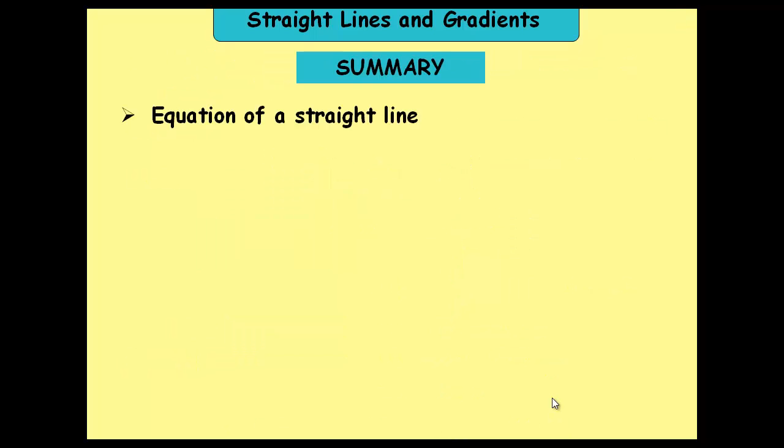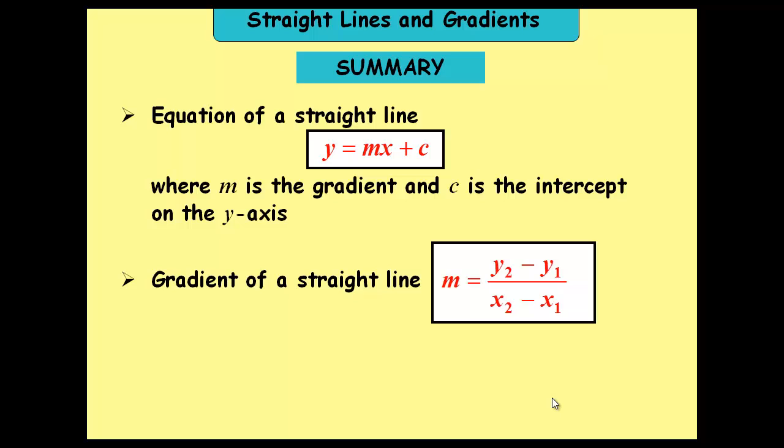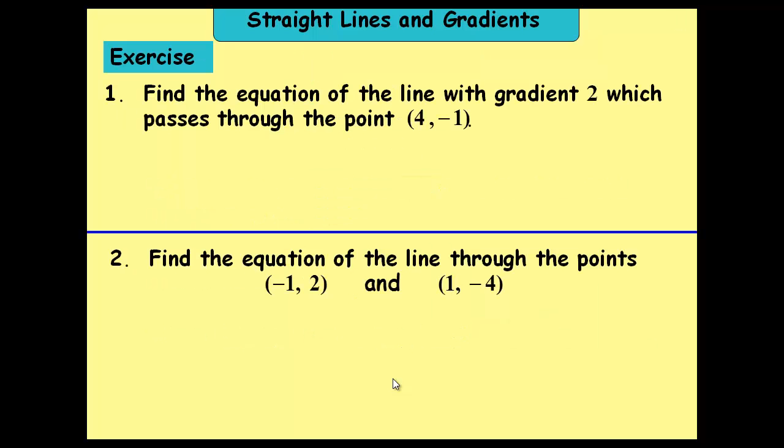So to summarise, the equation of a straight line can be written in the form y equals mx plus c, where m is the gradient and c is the intercept on the y-axis. And the gradient of a straight line can be worked out using the formula m equals y2 minus y1 divided by x2 minus x1, where x1, y1 and x2, y2 are points on the line.